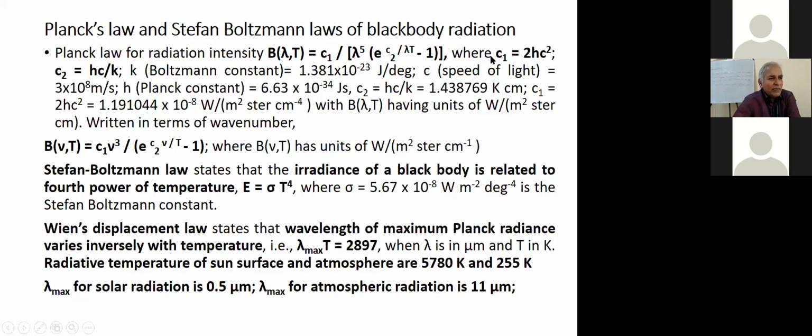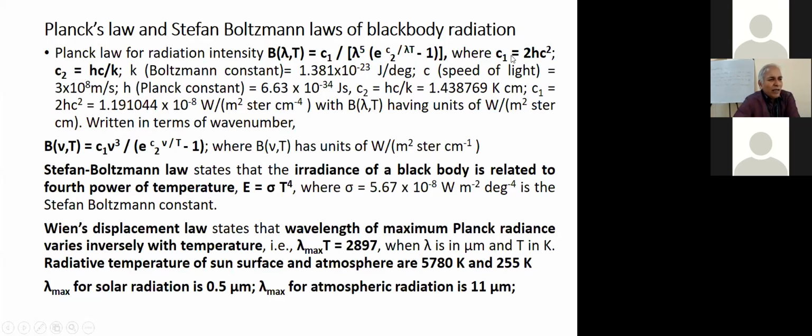C1 is 2hc squared. H is Planck's constant, which has a value of 6.63 into 10 to the power of minus 34 joule second. C is the speed of light, which is 3 into 10 to the power of 8 meters per second. C1 is 2hc squared, and C2 is hc by k. H is Planck's constant, C is the speed of light, K is the Boltzmann constant, which has a value of 1.381 into 10 to the power of minus 23 joule per degree.